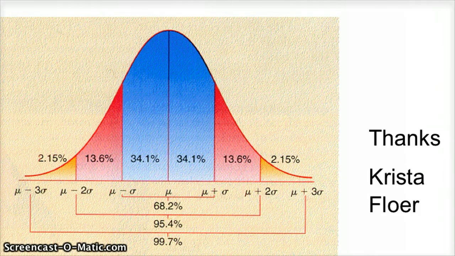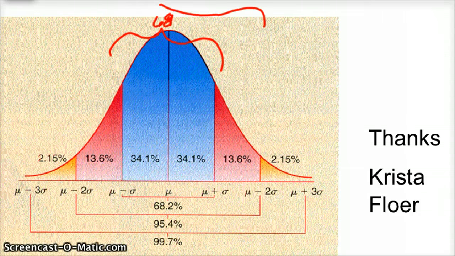First off, thanks to Krista Floor, I think I pronounced that correctly, for this graphic. It's beautiful. This is our normal distribution with our mean, and within one standard deviation you have 34% of your data. If you go out two standard deviations, you have another 13.6% on this side. So this side has approximately 64%, or 68%. I can't add, sorry.